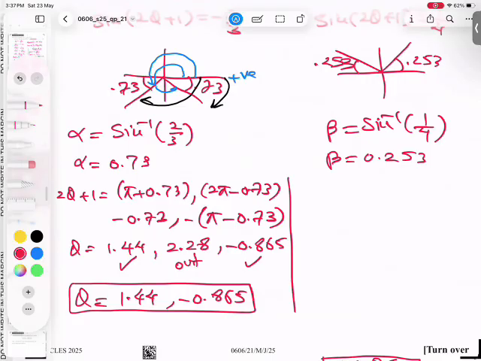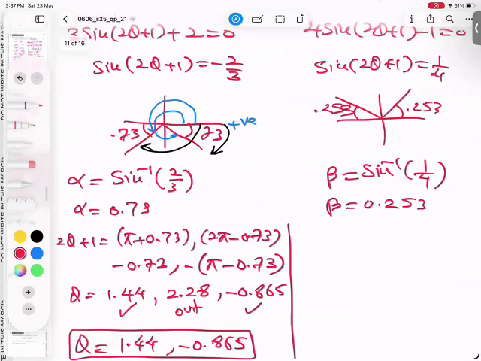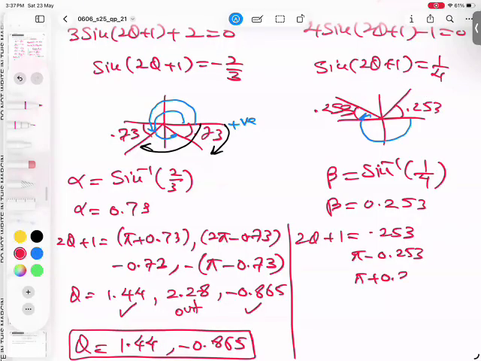So what about this, students? First angle beta I'm getting here. Sorry, not beta, I'll use the same angle. So 2 theta plus 1 is equal to 0.253. Second answer is pi minus 0.253. Okay, this is anti-clockwise, sorry. Now clockwise, I can go and check this only, and that is pi plus 0.253.